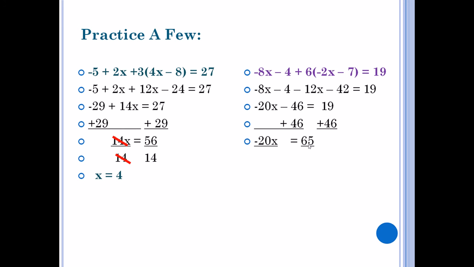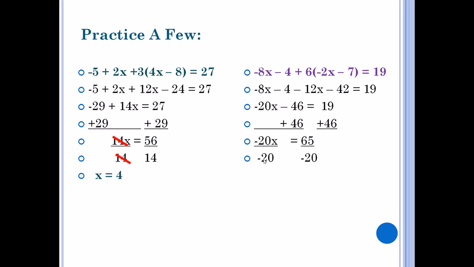Now, I know the other problems all went in evenly, so if you got a little stressed when you hit this point, you're like, wait, 20 times what is 65? It doesn't go in evenly. You're right, it doesn't, but that's okay. So I have -20 times x, and the opposite of multiplying by -20 is to divide by -20. And yes, that means 65 divided by -20.